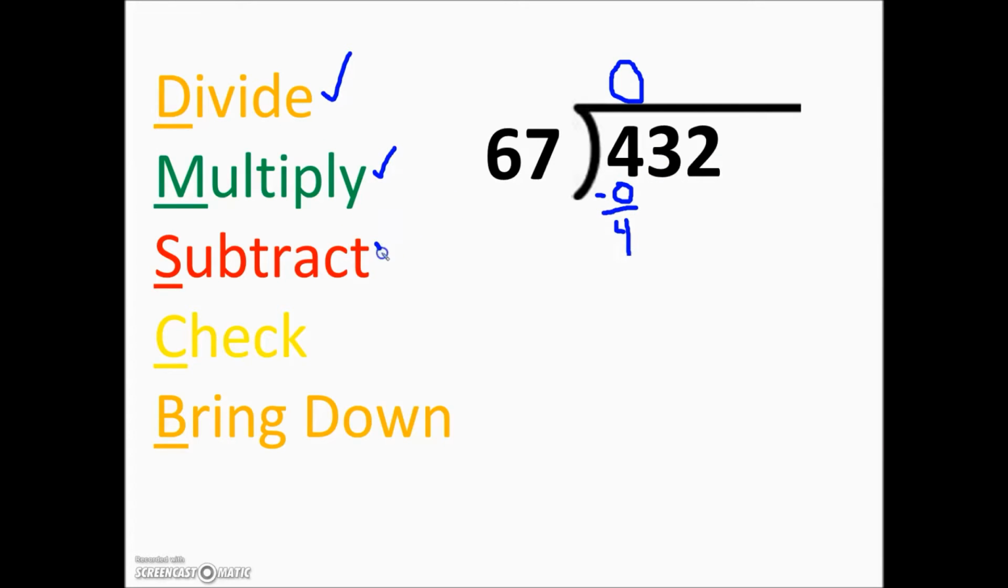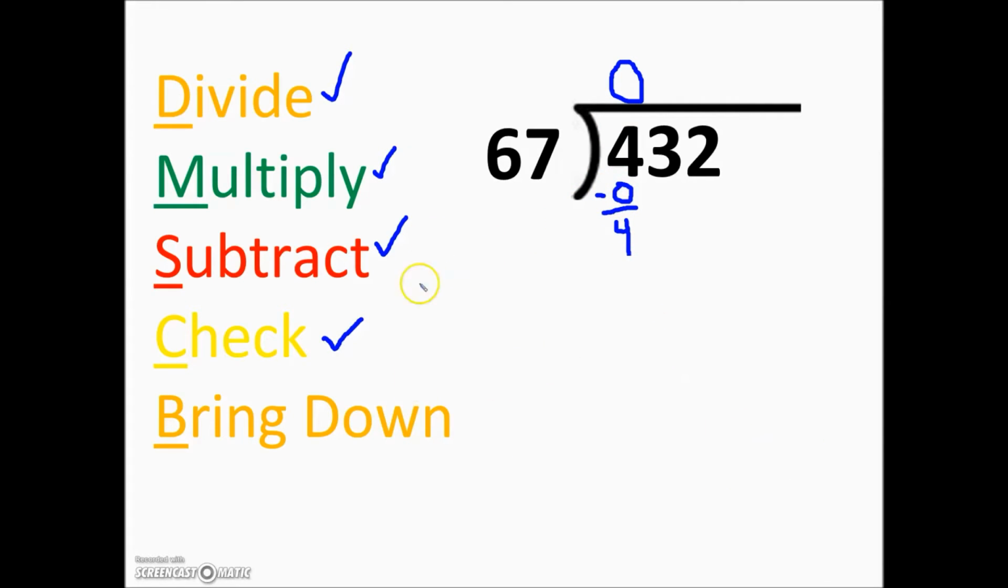That's my subtract step. Now I have to check my answer. Is 4 less than 67? Yes, it is. If this difference is less than my divisor, then it's probably the right answer. If it's bigger than my divisor, then I did something wrong up here and I have to go back. That's why we check, so you don't do something wrong at the beginning and then everything's wrong after that.